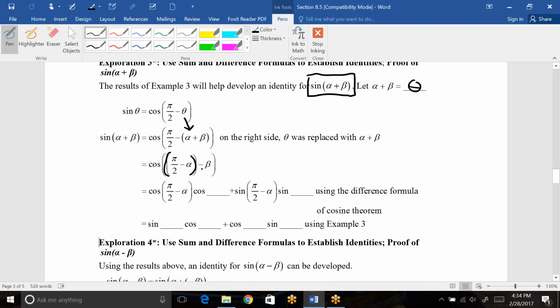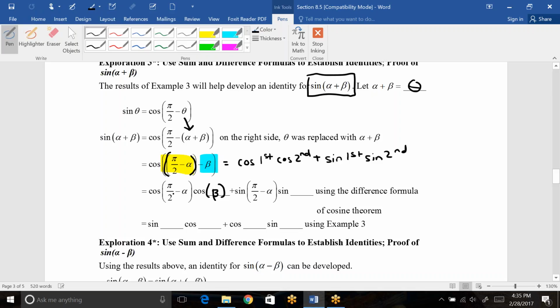So, okay, here's what we have now. This would be cosine of pi over 2 minus alpha times cosine of beta, because we're doing the formula for subtracting with cosine, which is cosine of your first angle, cosine of your second angle, and then plus sine of your first and sine of your second. So we're just trying to use this piece right here as our first angle, and this piece right here is our second.